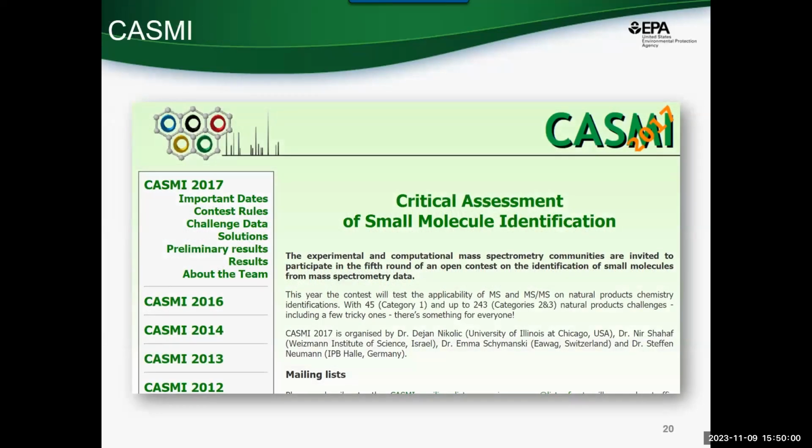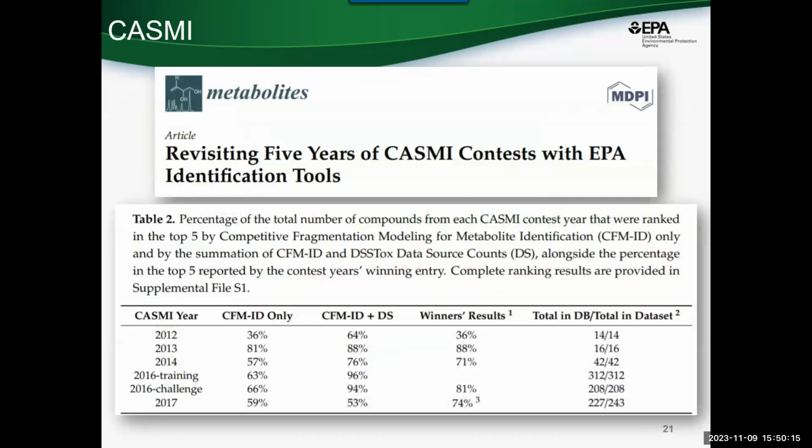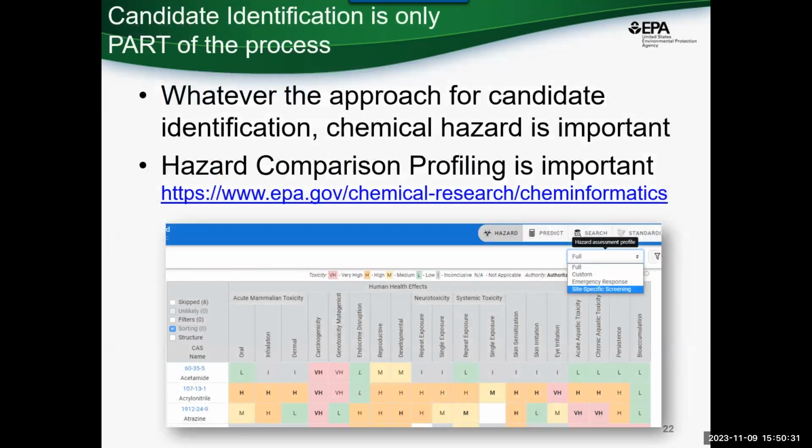We went back into this competition that started in 2012. So CASMI, the Critical Assessment of Small Molecule Identification, is a great source of data sets that we could test our performance on. We published on that. We were doing it post factum, so we weren't part of the original competition, but we were able to show that our tools at this point in time were really performing at the level of all of the best performers in the CASMI competition. But we didn't stop here.